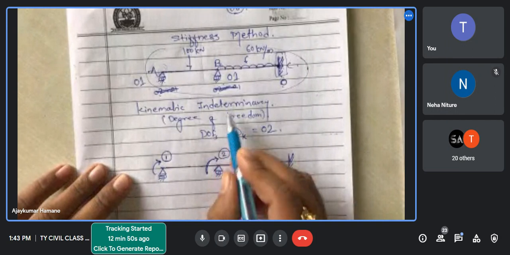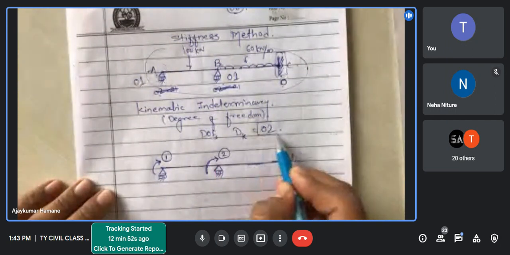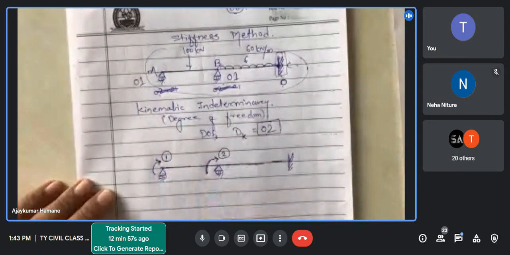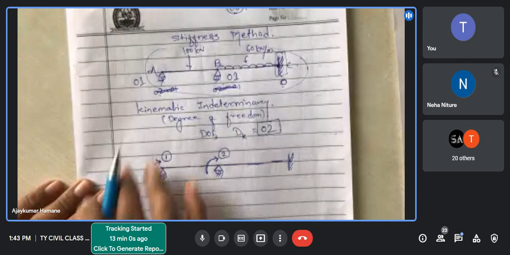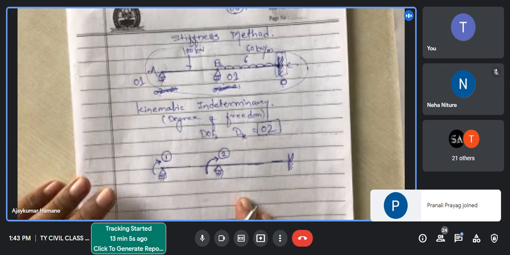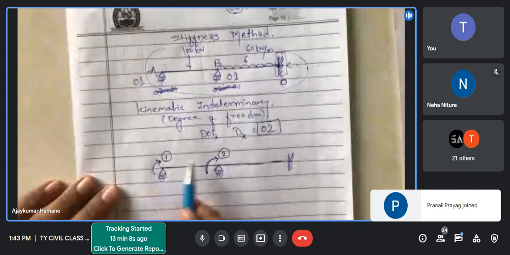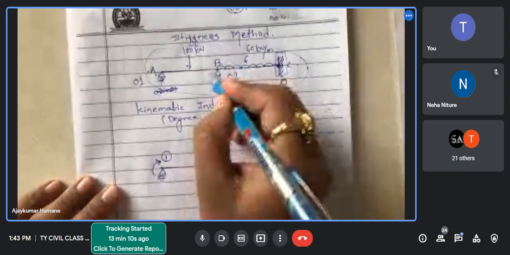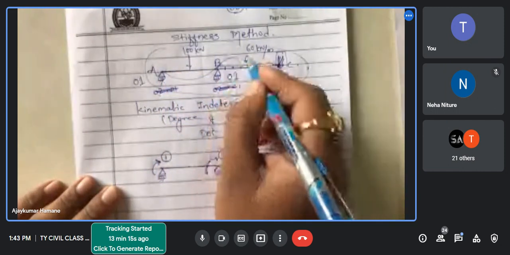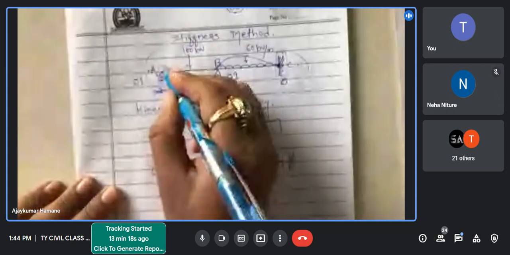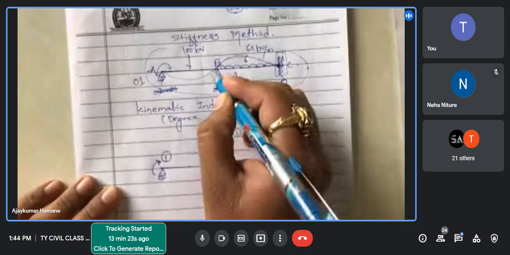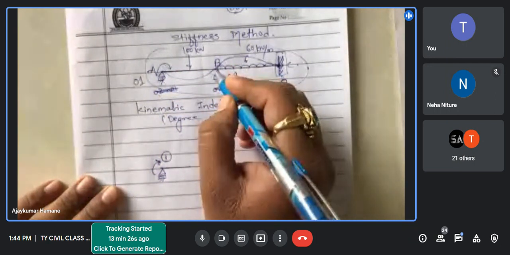We have first identified the kinematic indeterminacy, that is the degree of freedom. Along that degree of freedom, we have assigned the coordinates and we have taken the direction clockwise. Always you have to assign the clockwise directions. Remember these things. This can rotate like this. There is rotation of the beam. That means here clockwise, here clockwise.